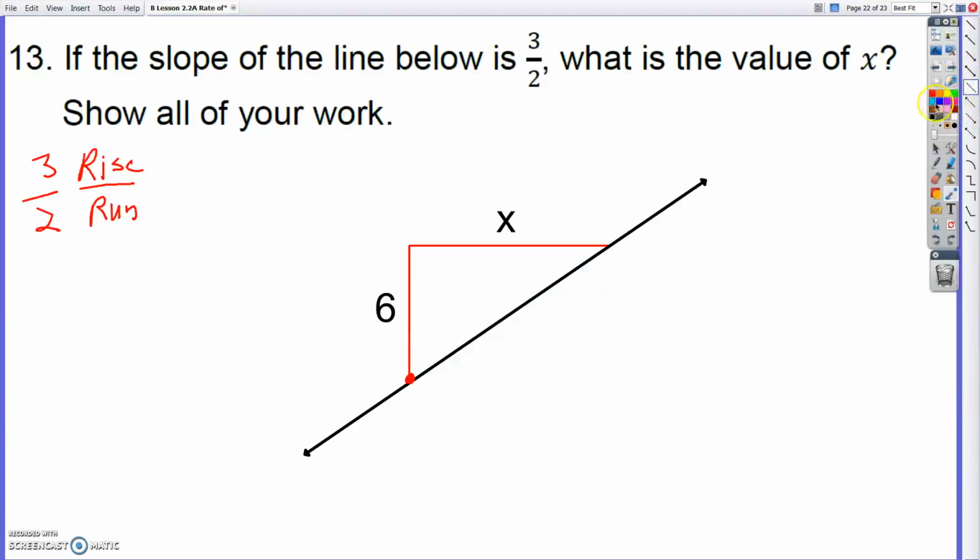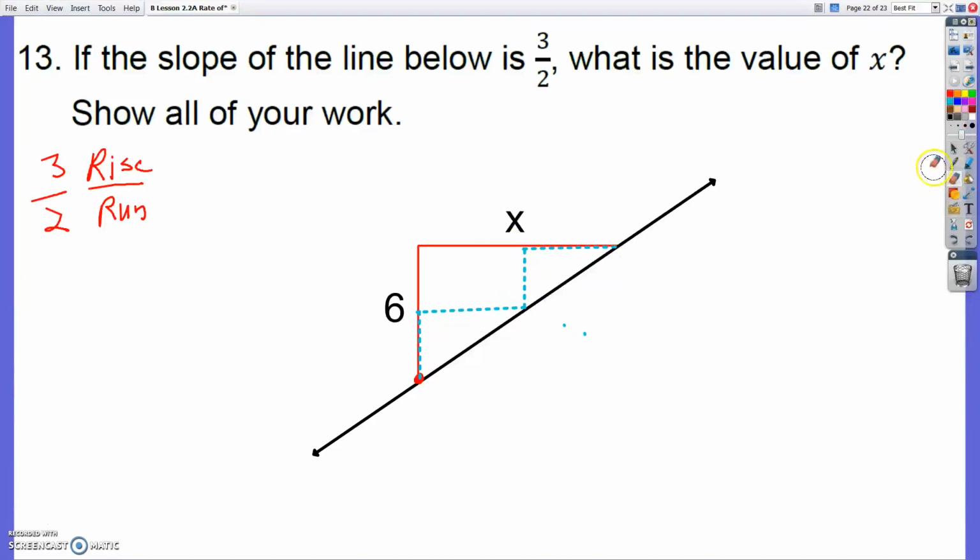And let's go ahead and do light blue. So if I rose 3 and then I went over 2, not really all the way up there. So if I went again though and I rose 3 more and then went over an additional 2, I want you to realize I just rose 3 over 2, rose 3 over 2.